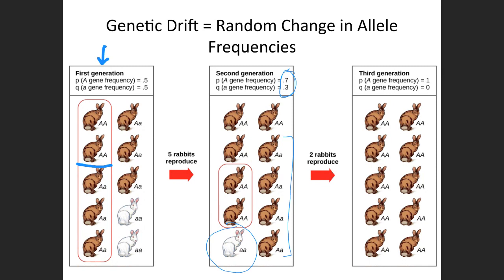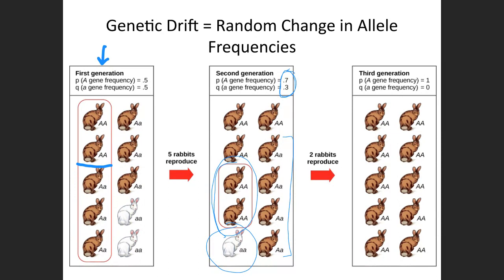By chance, the next year, only 2 of the rabbits in this generation have the opportunity to reproduce. Maybe it's a bad year for food, or it's really cold, and they either die or they don't have the energy to reproduce. They don't have the strength to have a pregnancy. Whatever it is, only 2 rabbits reproduce, and by chance, those 2 rabbits happen to be only big A alleles. It's not because the little a is bad. It's not because a white rabbit is more likely to get eaten. In this case, it is pure chance.